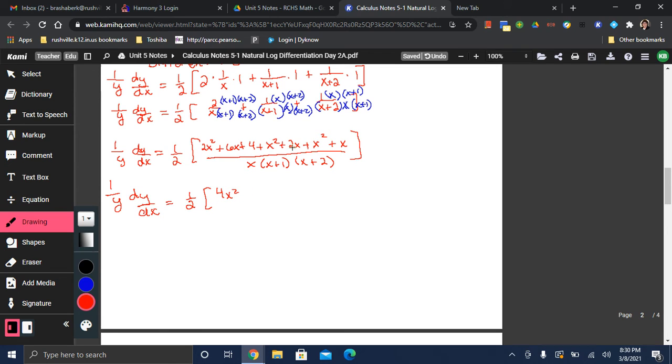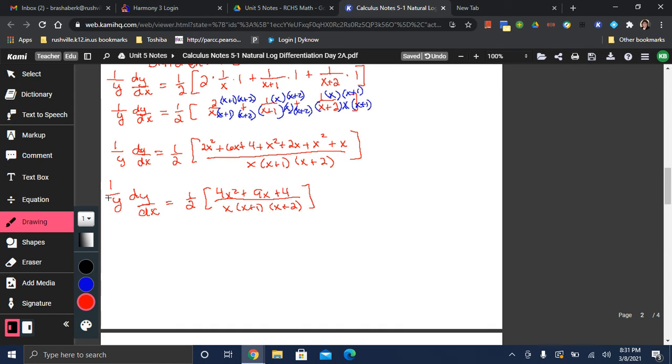We have 6x added to x, added to another 2x. That's going to be plus 9x. And then our constant 4. Again, your common denominator of x times x plus 1 times x plus 2. You don't need to multiply out the denominator. And so this is very close to the final answer, but your final answer should be solved for dy dx.